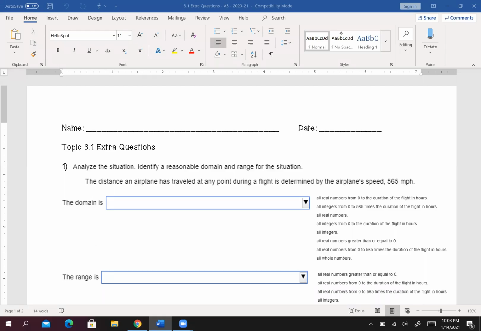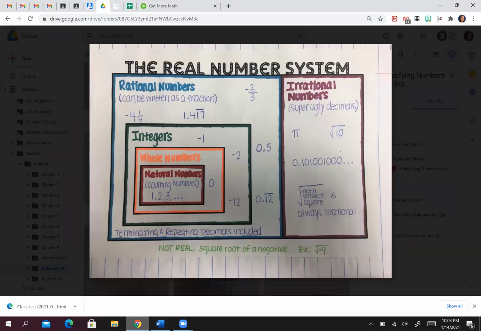So, we're going to talk about reasonable domain and range for some situations. But I realized that we actually cut something out at the beginning of the year that is kind of needed for this. So, I'm going to hop back over to some technically earlier notes from the school year that we didn't do and go through these real quick.